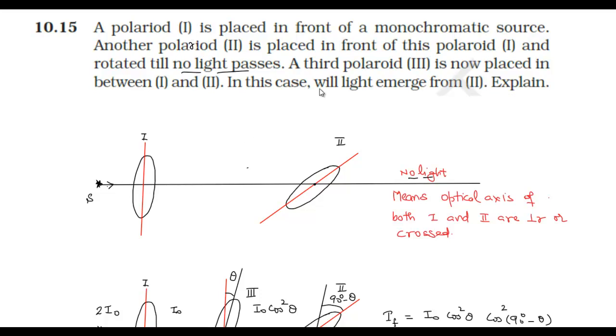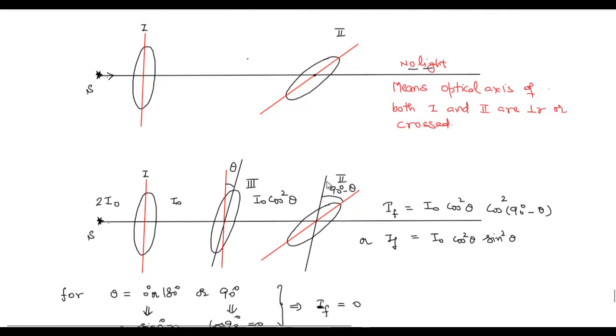Now he is saying that we have a third polaroid and it is to be placed in between these two polaroids. Now in this case, will light emerge from this second polaroid or not? We have to explain this. Now this is the situation.